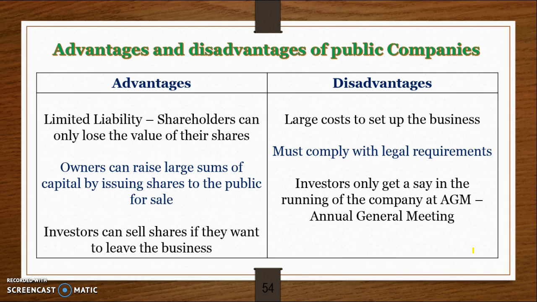Owners can raise large sums of capital by issuing shares to the public for sale. So it's easier for those who run public companies to quickly obtain finance, so they can just sell more shares or issue more shares to generate more money for that company. That means there are now more owners of the company, so their ownership stake would be diluted or reduced, but it makes it easier for them to generate more money if they want to grow the size of their business.